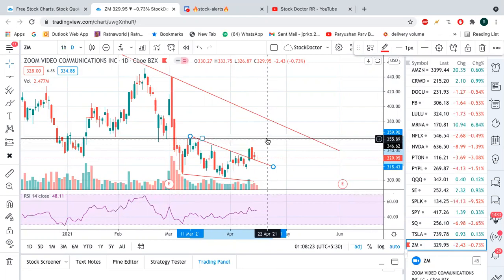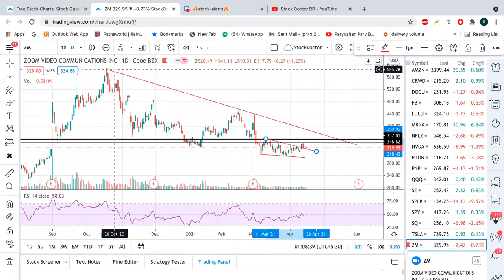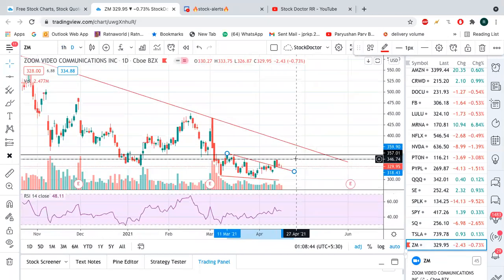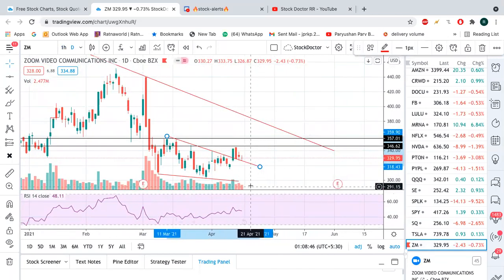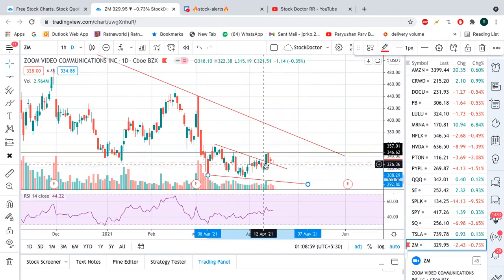this level, then it can go towards 355. And if the stock really wants a turnaround, then it should start trading above the 370-375 levels, because the stock has been in a downtrend from the 585 levels. So we will watch this price range. If the stock starts trading below 322 levels, then definitely it might come towards the channel bottom.